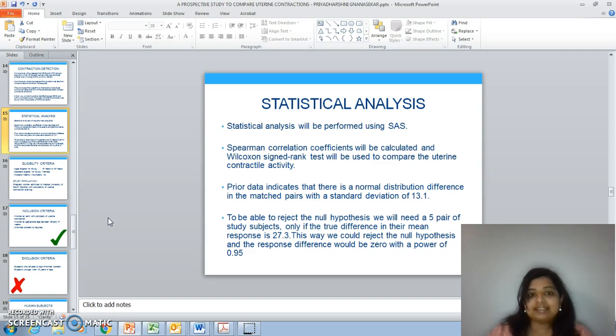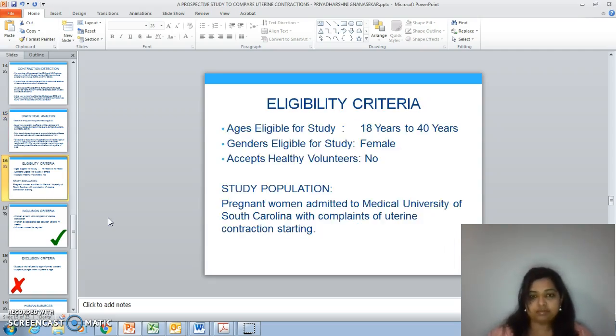Statistical analysis will be performed using the SAS program. Spearman correlation is the method that we are going to implement, and Wilcoxon's signed rank test will also be used to compare the uterine contractile activity. Prior data indicates that there is a normal distribution of differences in the matched pairs with a standard deviation of 13.1. To be able to reject the null hypothesis, we will need 5 pairs of study subjects, if the true difference in their mean response is 27.3, so that we could reject the null hypothesis, with a power of 0.95.